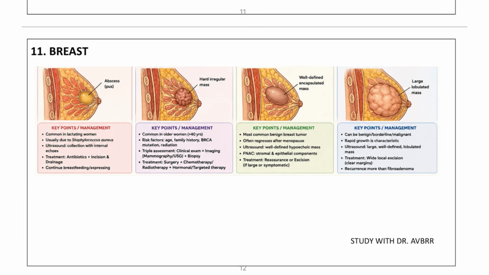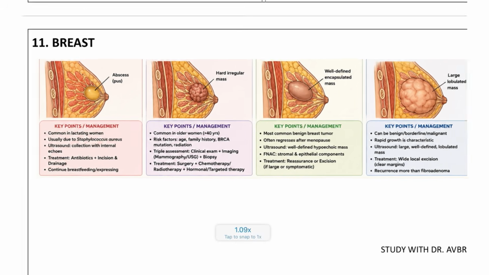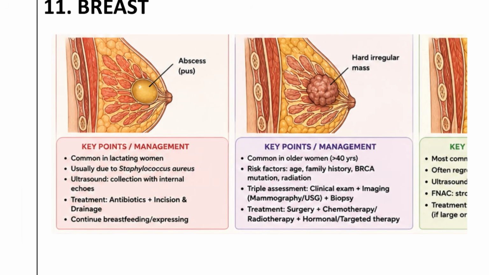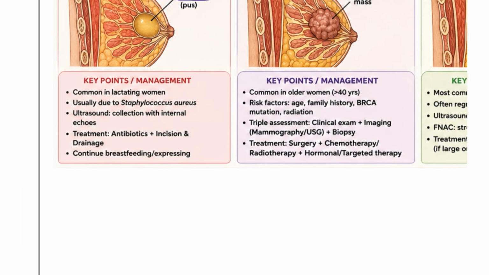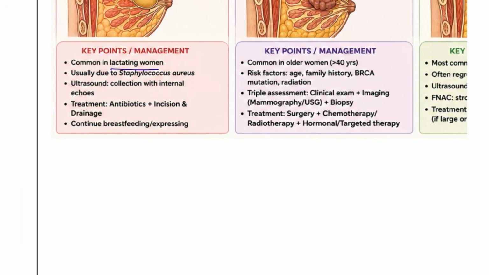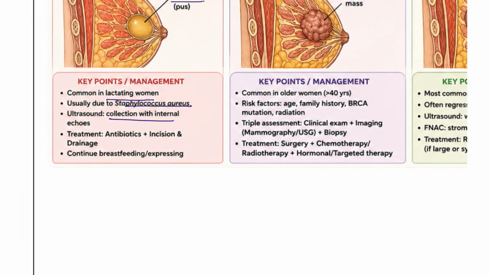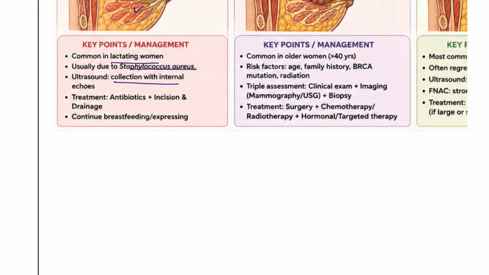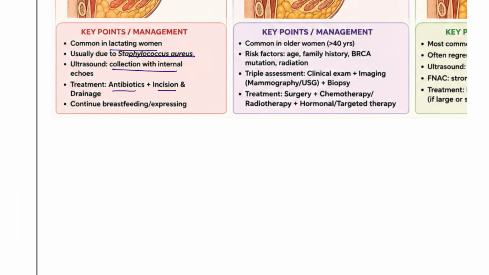Next, moving on to the breast lesions. So, one by one, breast lesions, you understand what the types are. Let's see the management of a patient who is suffering from a breast abscess. It is common in lactating mothers, associated with Staphylococcus aureus, and on the ultrasound you are going to see a collection. The treatment is antibiotics, incision and drainage in severe cases, but breastfeeding is continued in this patient.